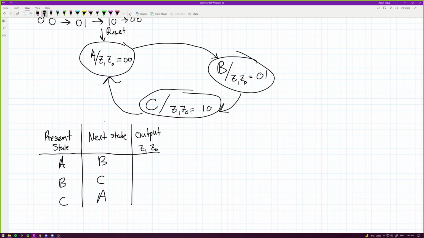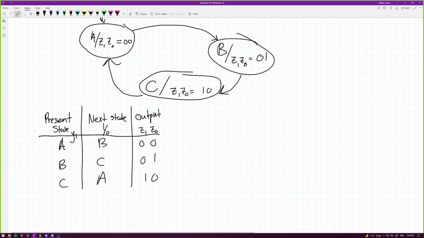Sorry, the tablet's being weird. Don't die on me now. There we go. Okay, Z1, Z0. The tablet's being annoying, of course. There we go. Then from here, our output is going to be 0, 0, 0, 1, 1, 0. So any questions about how I went from the plan to the diagram to the state table?